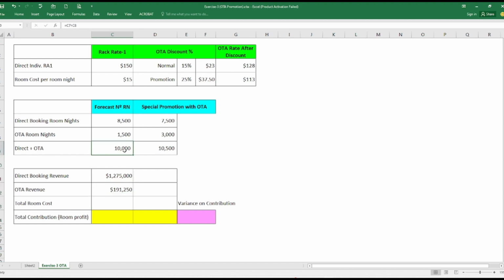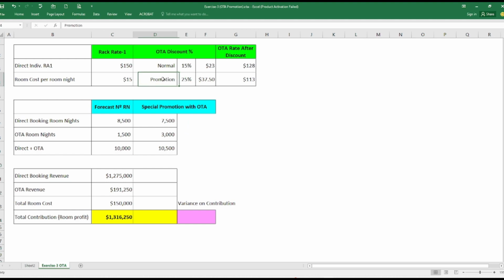So room cost: we take total room direct booking plus OTA and multiply by the room cost of 15 US dollars. So total room cost for the 10,000 rooms, we need to spend 150,000. So let's see the profit. We take the revenue from the direct booking plus revenue from the OTA minus room cost. So our profit is 1,316,250.